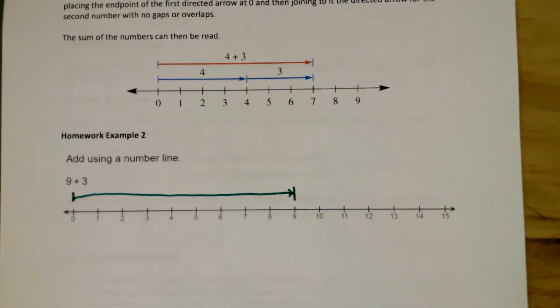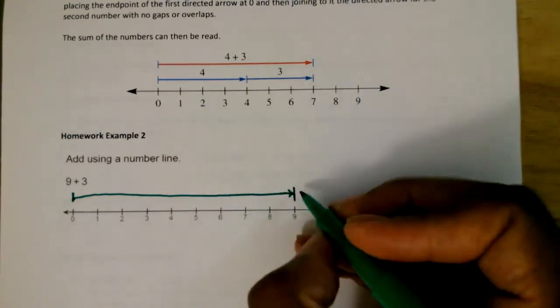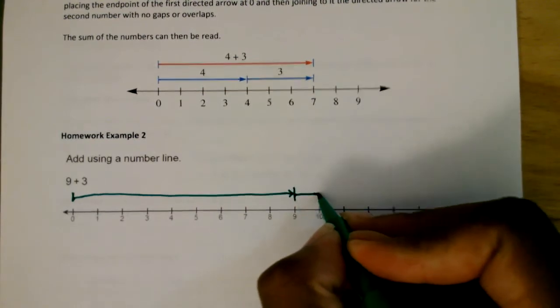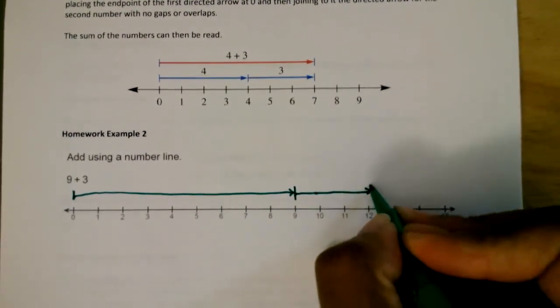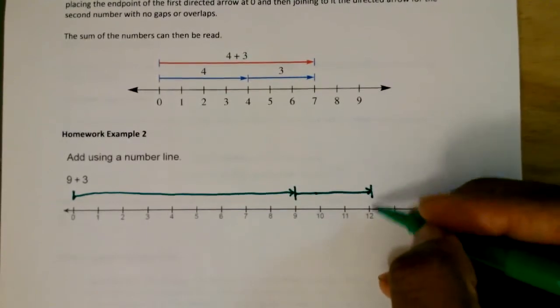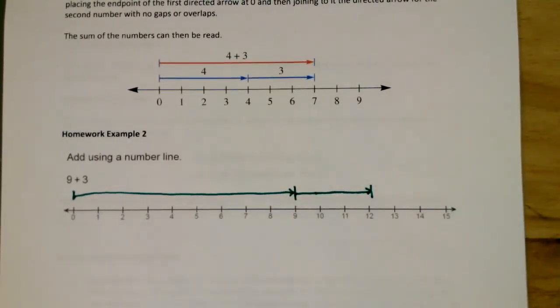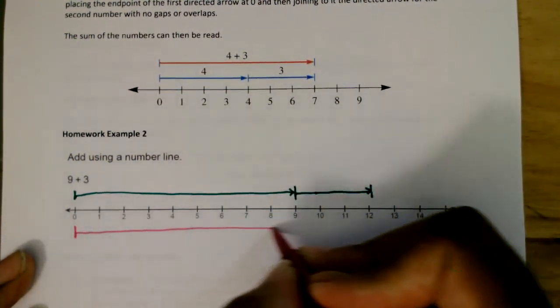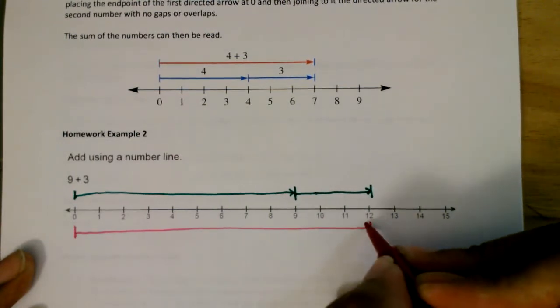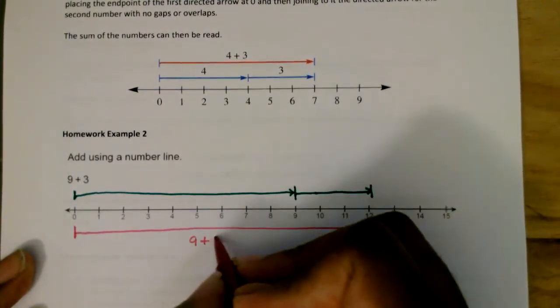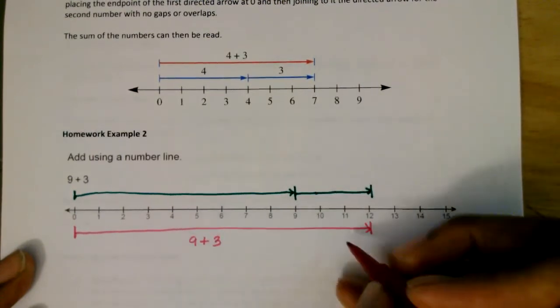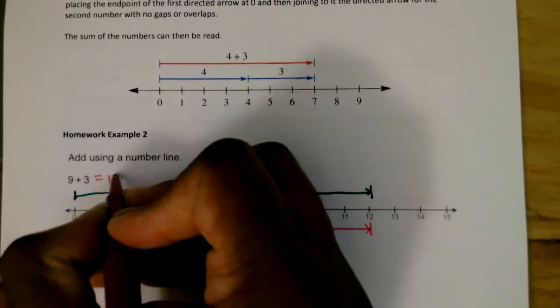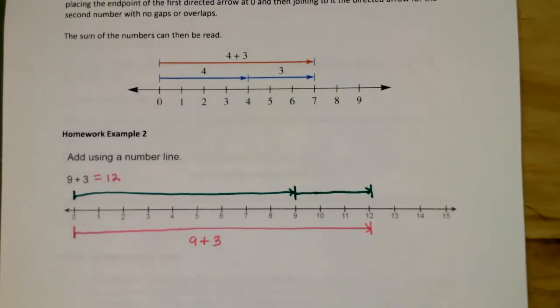And then, let's say I want to add 3 more to that. So starting at 9, we go over 1, 2, 3 places. So here we're going to end up at 12. So that means that 9 plus 3, I'll represent that in another color. That's from 0 all the way to 12, because that's going to be 9 plus 3. And of course, 9 plus 3 would give us 12. So that's how we add using the number line.